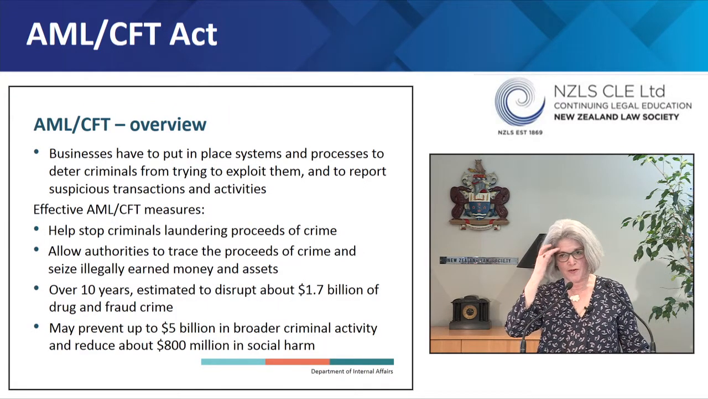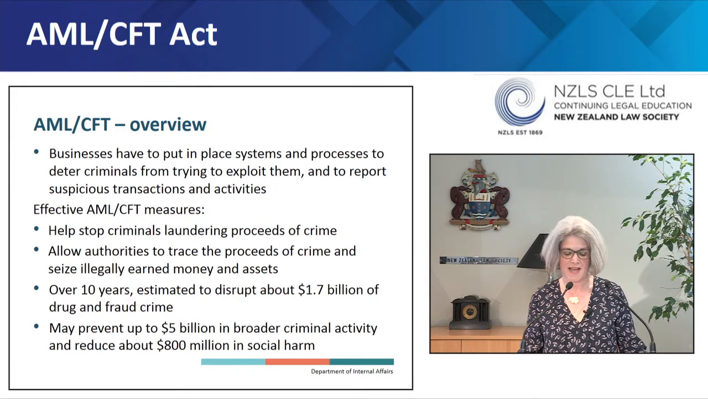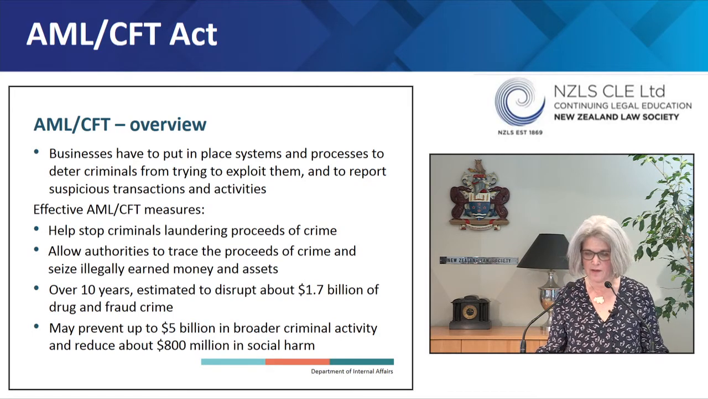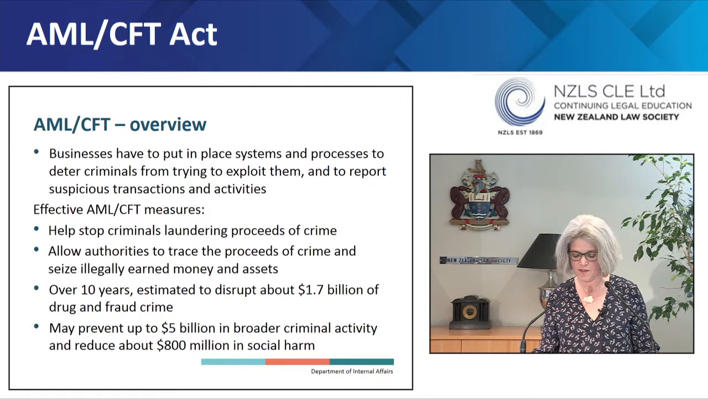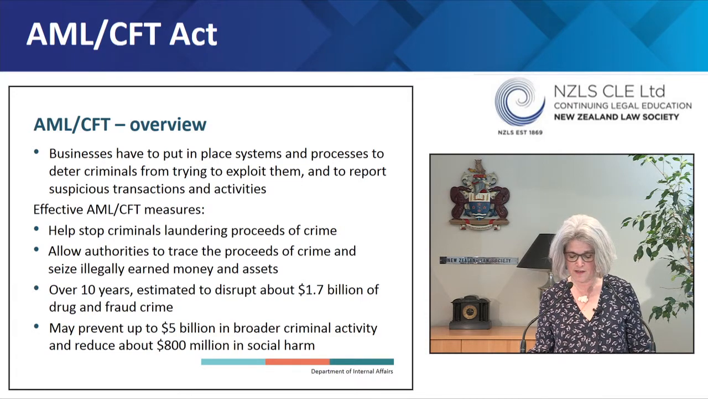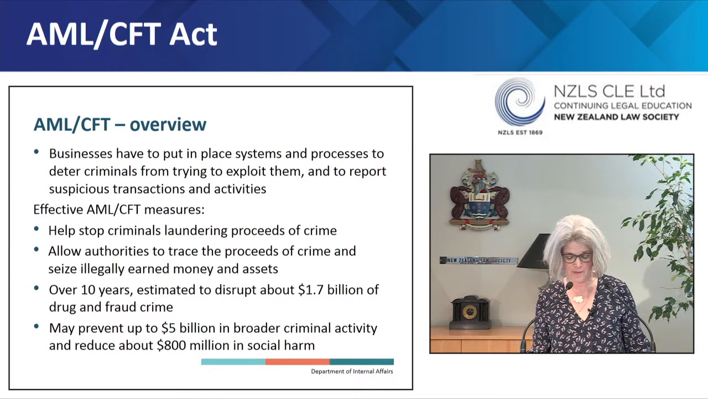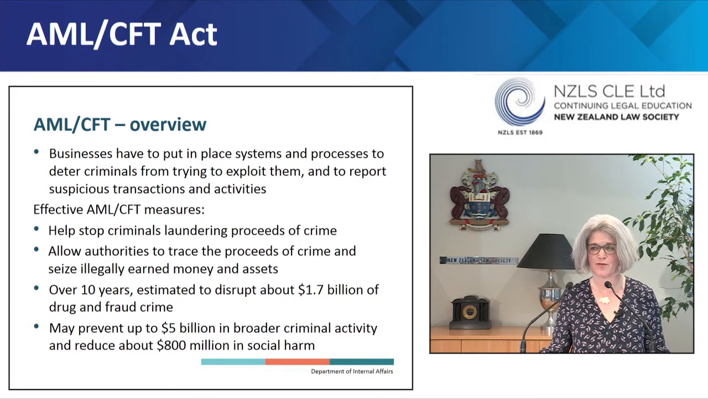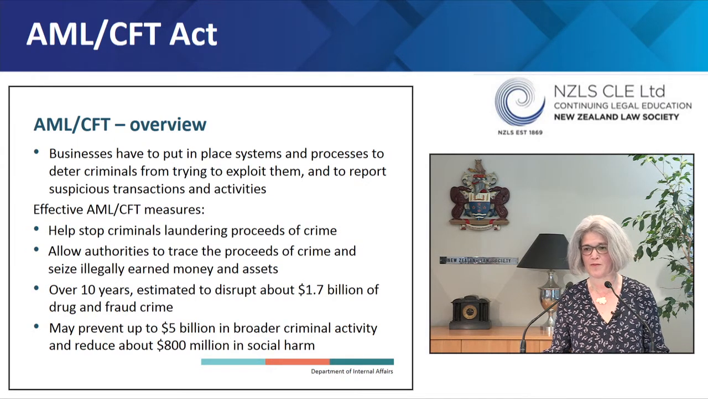So I've talked about money laundering and terrorism financing. So what's the opposite? What's anti-money laundering? Essentially, the point of the anti-money laundering regime is to enlist businesses and professionals in a partnership with government. And it does that by getting businesses and professionals to put in place systems and processes that deter criminals from trying to exploit them to launder the proceeds of their crime, and also to report suspicious transactions and activities. Regulated businesses are referred to as reporting entities, so that's a nice bit of jargon for you. If I talk about a reporting entity at any stage during this talk, you know I'm talking about your firm.